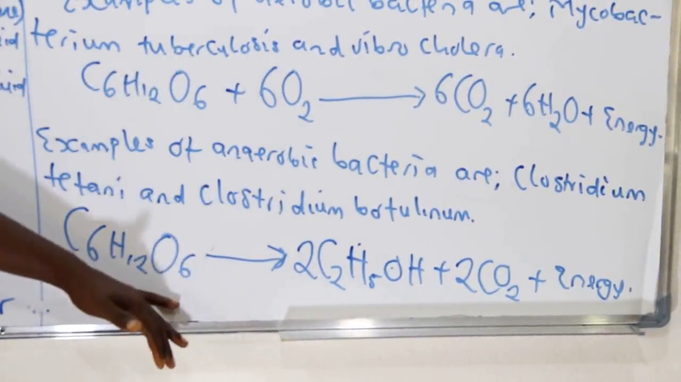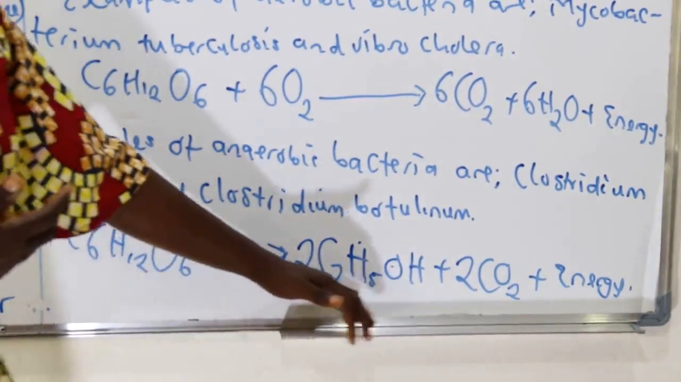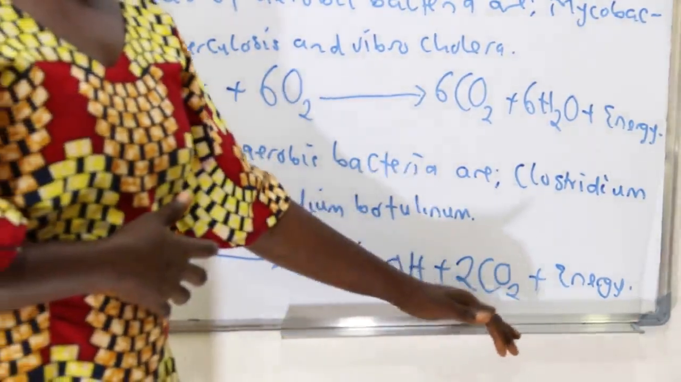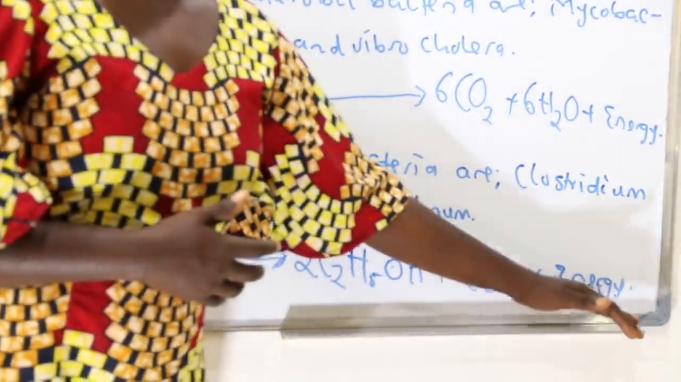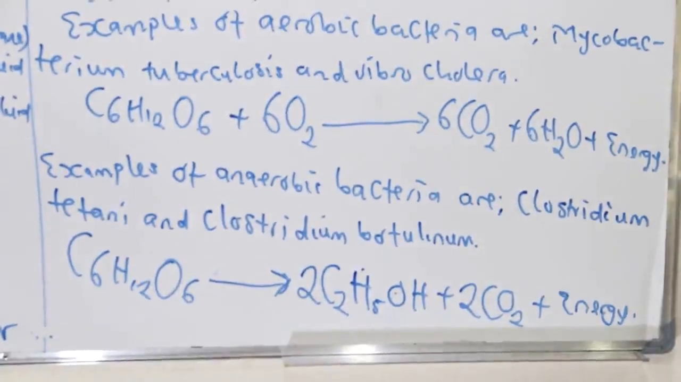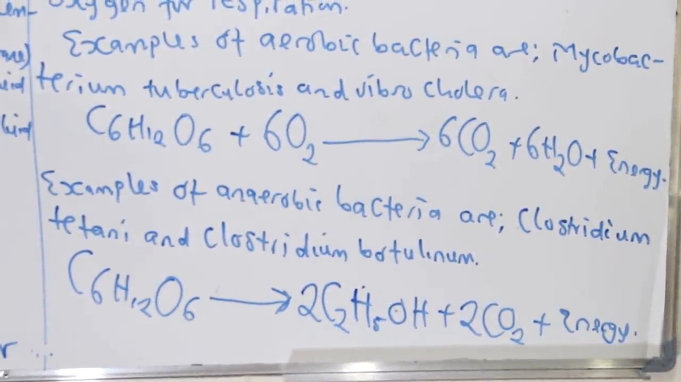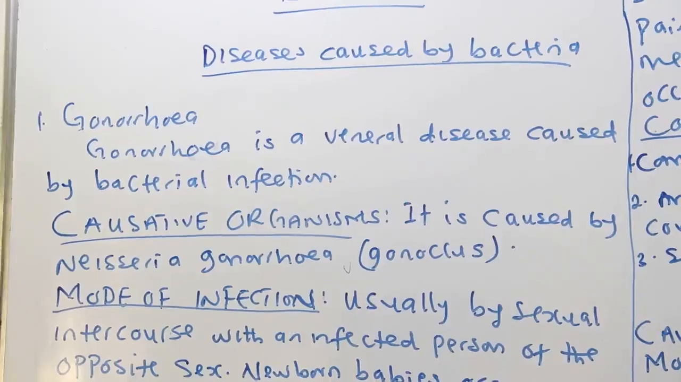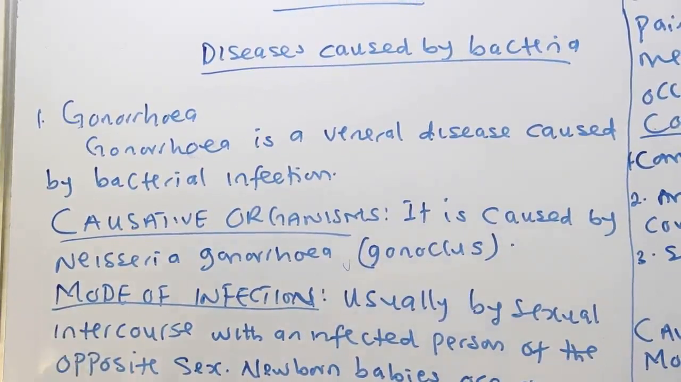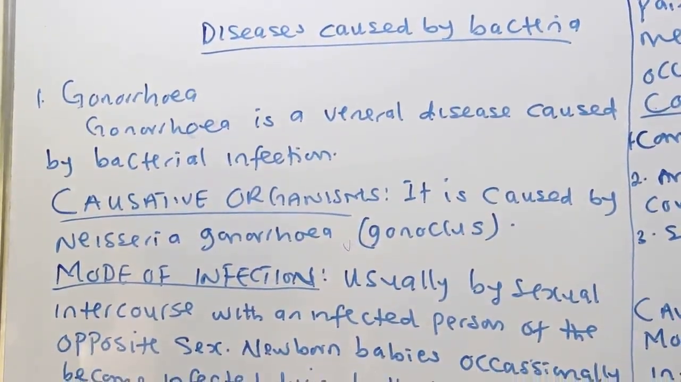And if an organism respires in such situations, you're going to have your alcohol, which is the ethanol, then you have the carbon dioxide and the energy. So we have aerobic and anaerobic based on the requirements of oxygen, or when the organism does not require oxygen to respire.